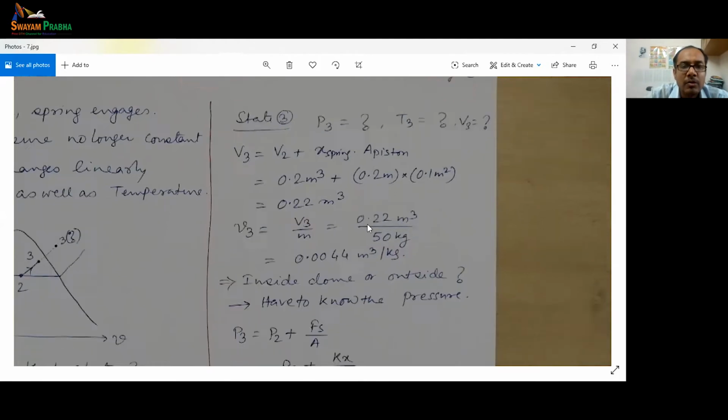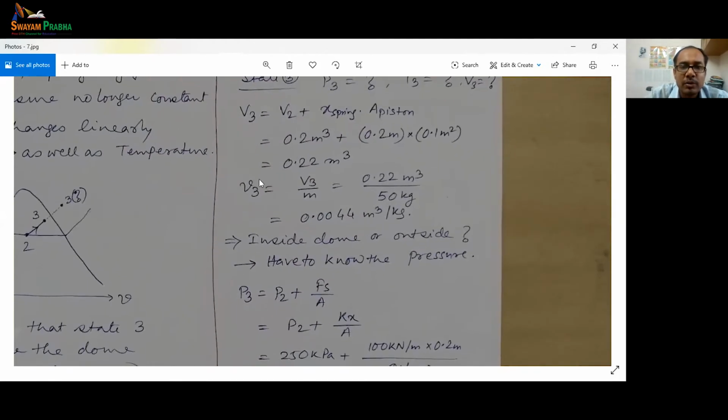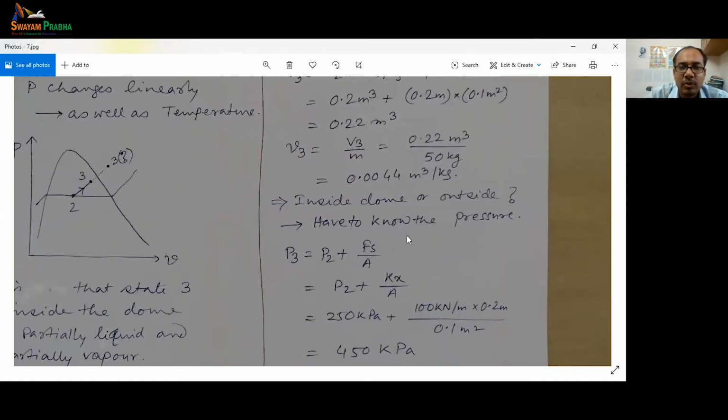Okay, now this is the total volume. Now if we want to find out this specific volume, then we have to divide it by mass and we will get 0.0044 meter cube per kg. Okay, now we have to see whether it is inside the dome or outside. So for that we need to know state 3 is on which pressure line. So pressure we have to know.